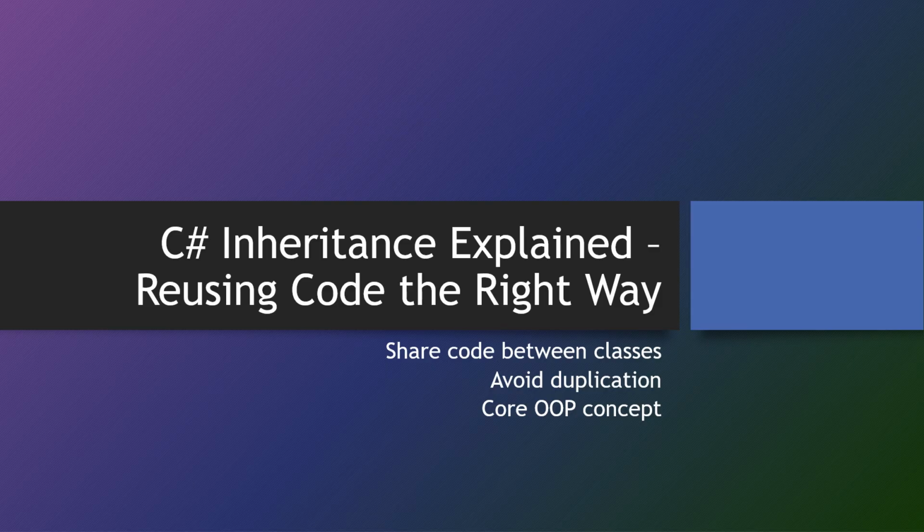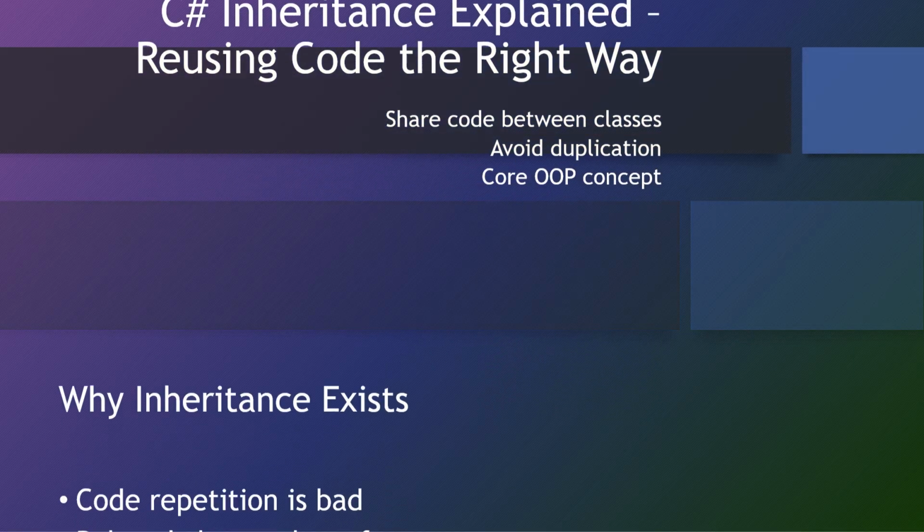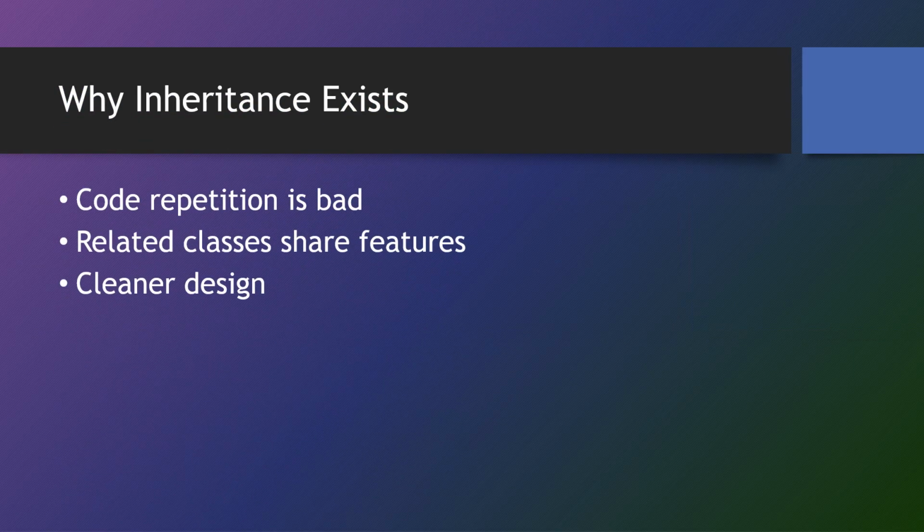Let's start with the problem inheritance is designed to solve. When programs grow, you often end up with similar classes. They share fields. They share methods. They share logic. Without inheritance, you copy and paste that logic. And copy-paste code always comes back to hurt you later. Inheritance exists to share common behavior in one place.